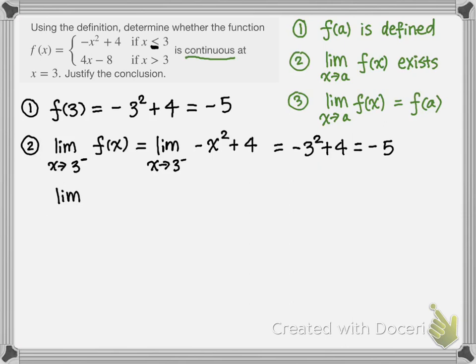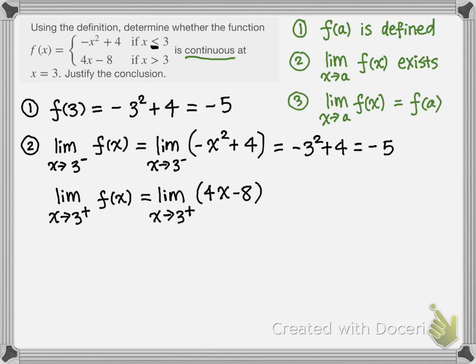The right-sided limit, so x approaches 3 from the right of f of x. You need to pick the correct piece, okay? This is the left piece, and the right piece is x greater than 3, so it's 4x minus 8. It's right here. So you plug in 3: 4 times 3 minus 8, so it's 12 minus 8. You get the number 4.